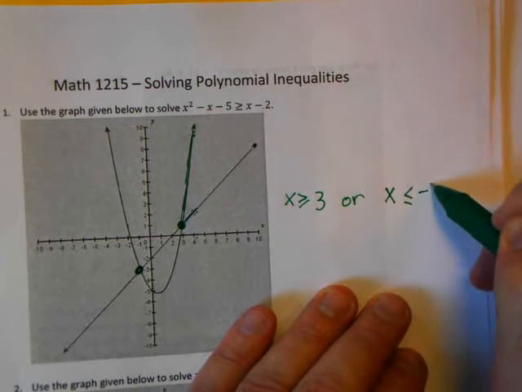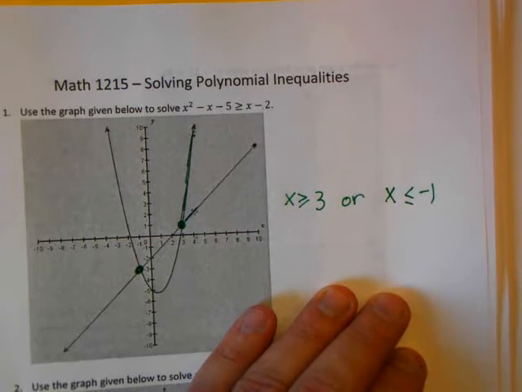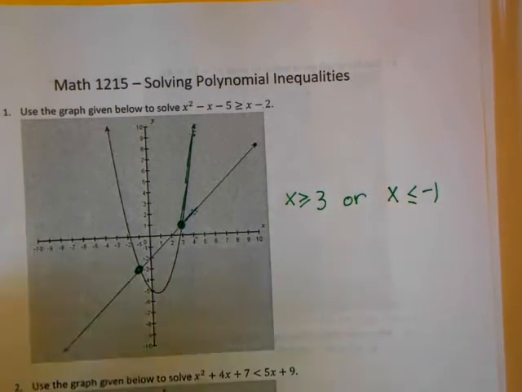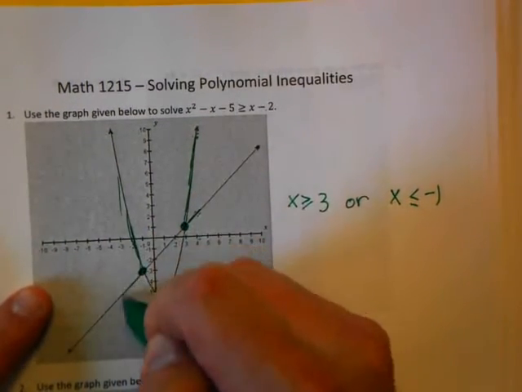Negative 1. You gave me the y value when you said negative 3. We want the x value there. X less than or equal to negative 1. All right, so we have this part of the graph too.